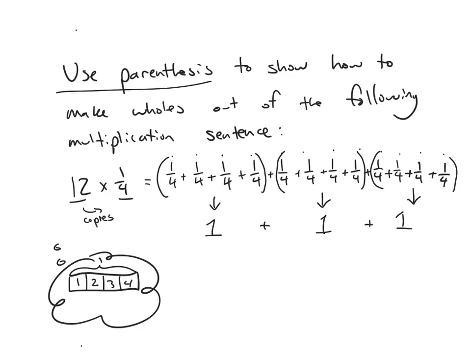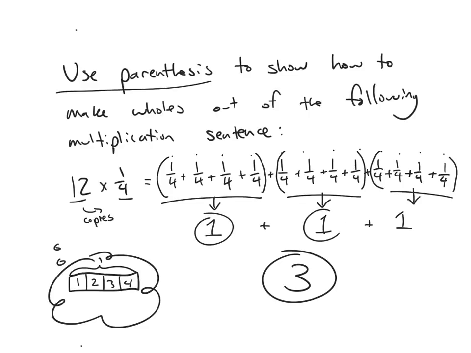And so I can see that 12 times 1/4, or 12 copies of 1/4, is equal to 3 wholes, because each one of these groups of parentheses right here is equal to 1 whole, and then those 1 wholes combined together is equal to 3. So 12 times 1/4 is equal to 3 wholes. So using the parentheses and grouping the unit fractions is another strategy we can use for this type of multiplication.